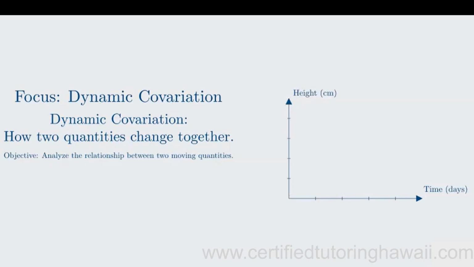Consider a plant growing over time. As the time quantity increases, the height quantity also changes. They covary. Notice that the height doesn't just jump from one value to another. It changes continuously as time passes.